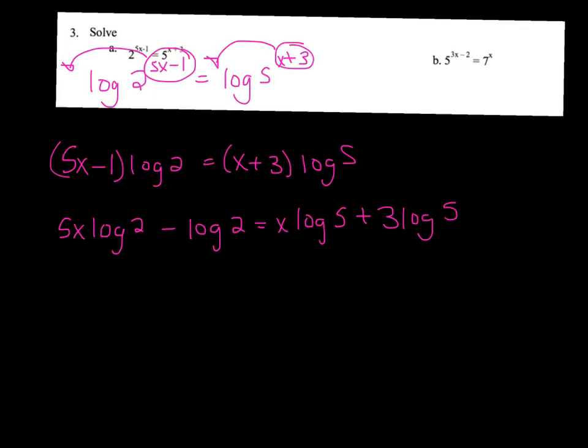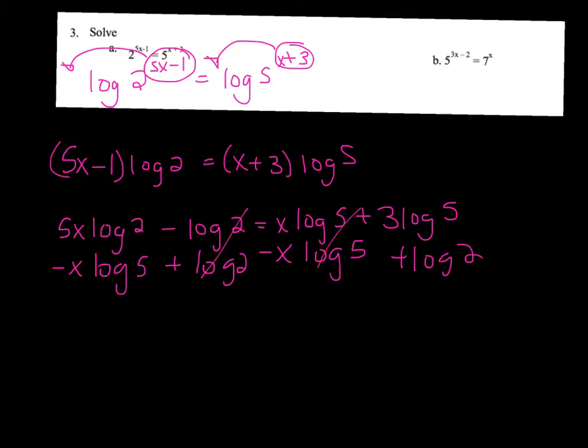If you talk to other teachers, they may do it differently, but I like to keep it as precise as possible until the very end. So I keep log 2 and log 5 in there until we get our decimal. That way it's the most precise it can be without rounding as we go. Now I'm going to move all my x's to one side. I'm going to subtract x log 5 from both sides, and add log 2 to both sides.